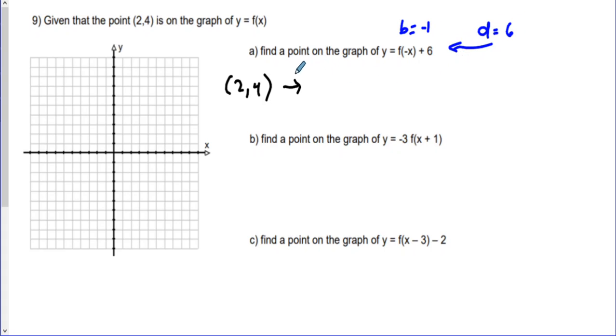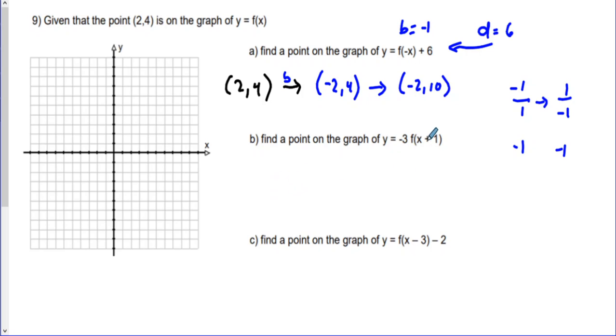Okay, so I'm going to start off with my b value, right? If you remember, b affects the x coordinate using multiplication. Okay, and if I flip over -1 over 1, it's still 1 over -1, and that's not any different, right? -1 over 1 is -1, and 1 over -1 is also -1. So the flipped over version just happens to be the same thing. So if I multiply by that, this becomes a -2. Okay, and then my d value just says add d to the y coordinate, so that's going to become a 10. So -2 comma 10 is your final answer.